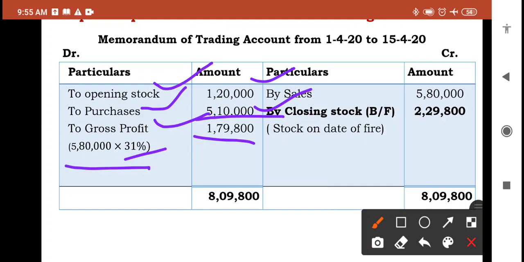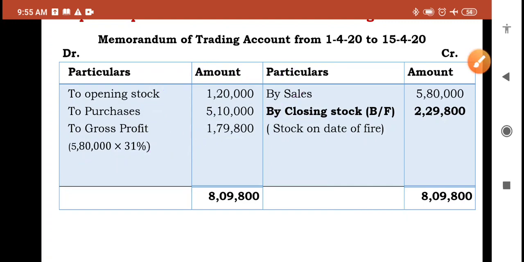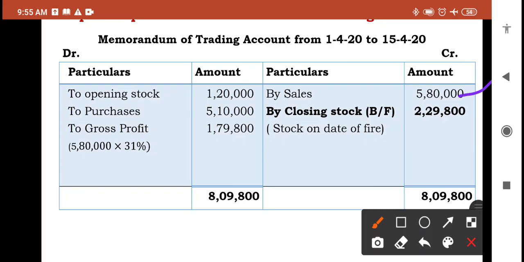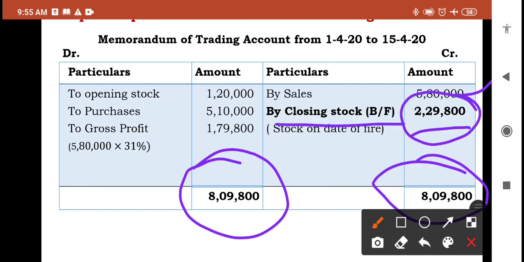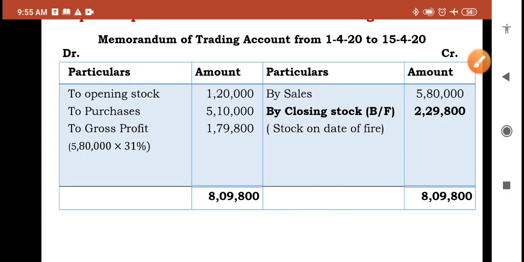If we calculate, we'll get 1,79,800. And if we come to the credit side, sales we have mentioned, that is 5,80,000, and closing stock is the balancing figure. Before writing this amount 2,29,800 as closing stock, we have to total. After recording all these items, you will get 8,09,800 as the highest amount, so we record the same amount on both sides. If we deduct 5,80,000 from 8,09,800, you will get 2,29,800 as closing stock. That is the balancing figure, also known as stock on date of fire. So this is how we calculated the stock on date of fire.